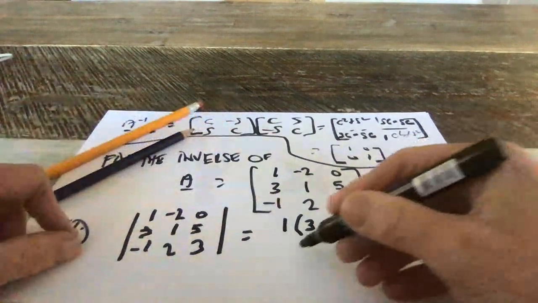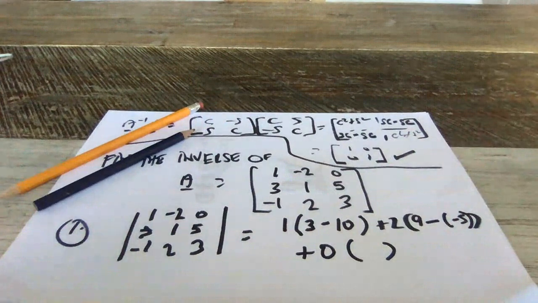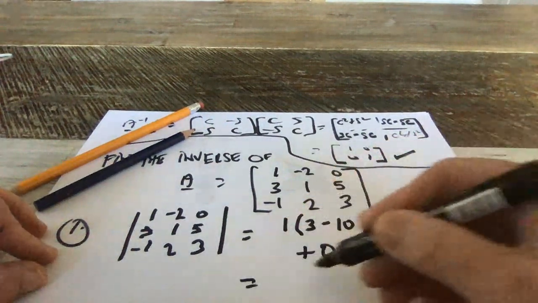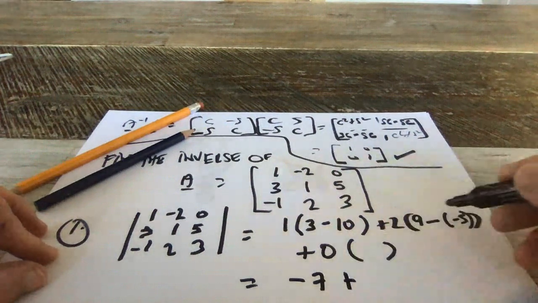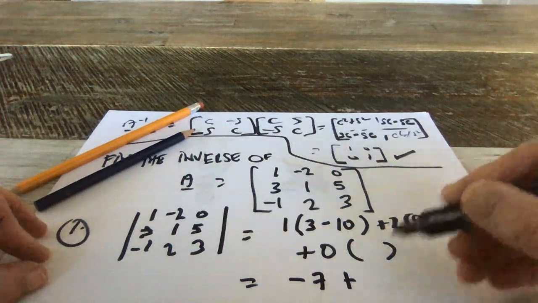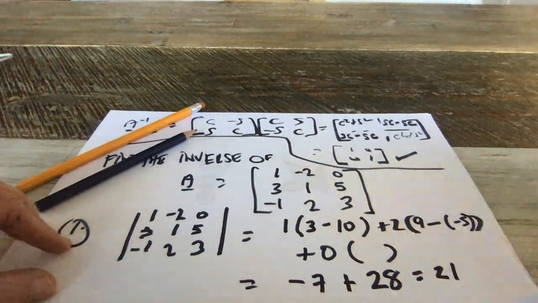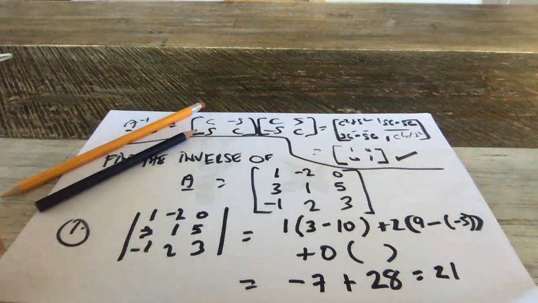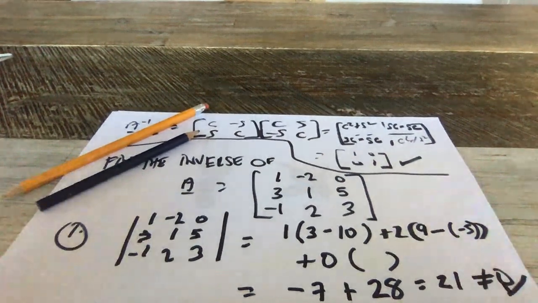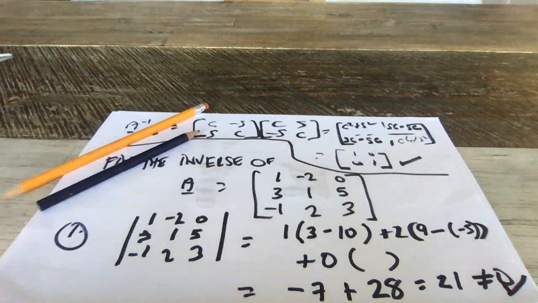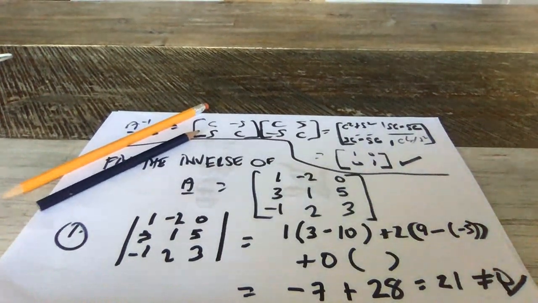And the last one then, I have 0. I don't care what I multiply by 0 here, because if you multiply by 0, you get 0. So when you multiply that out, folks, you get minus 7, plus 14 by 2, which is 28. And I'm getting 21, which is not equal to 0. So we are happy. We can find the inverse of this matrix. That's the first thing you do.